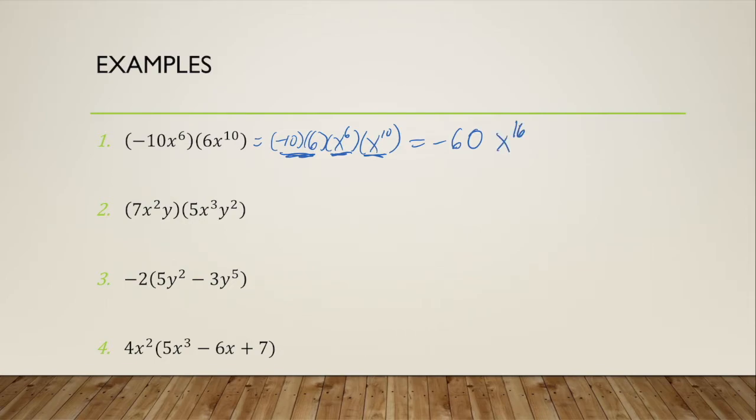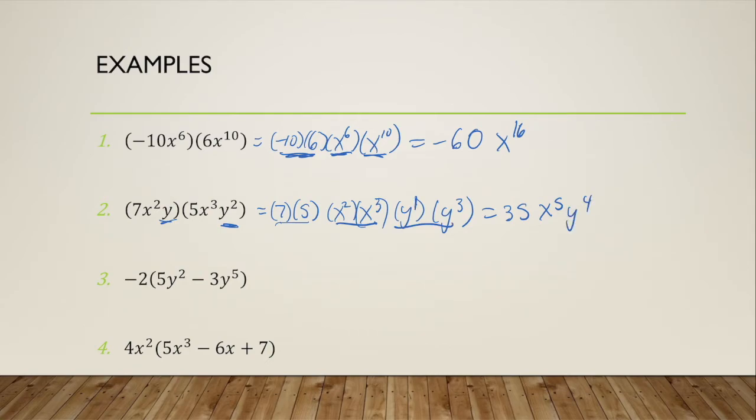If I have 7x squared y times 5x cubed y cubed, I still multiply my coefficients. I multiply my x's, and then I multiply my y terms. We're just kind of pulling those terms apart into their pieces. 7 times 5 is 35. X squared times x cubed is x to the 5th. And y times y cubed is y to the 4th, because this y by itself has an exponent of 1.